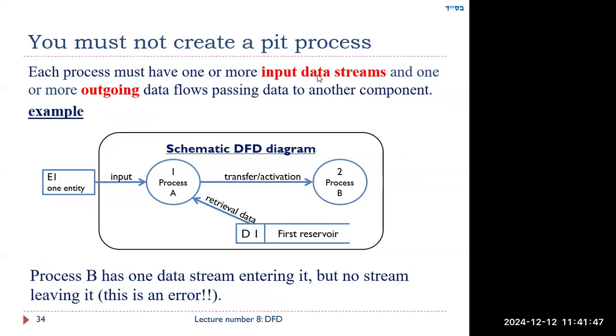You must not create a pit process. Here's a pit process, like a dead end. Notice that it just goes to process 2, and then process 2 does processing, but there's no output. So I don't care about that processing. If you did a lot of work in your basement and then died, and never gave your work to anybody, then it was worthless. The process has to produce something.